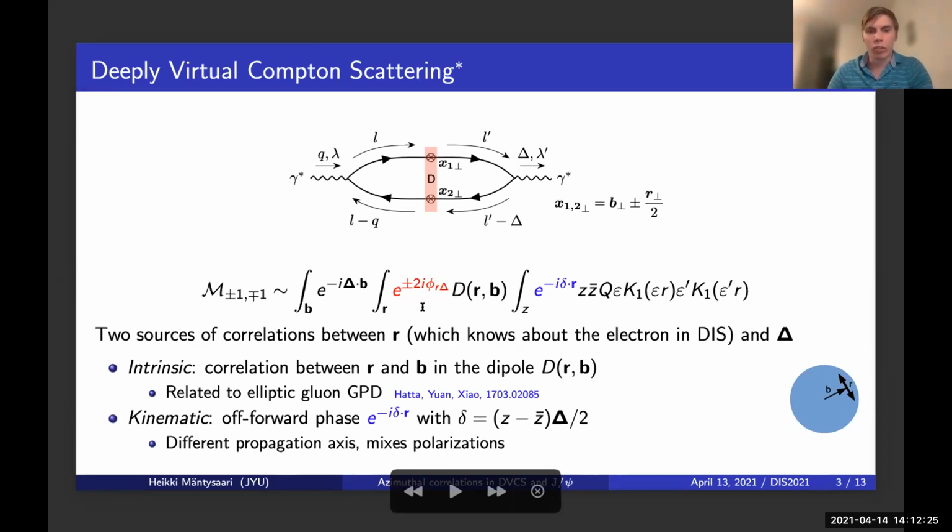And that contribution to the azimuthal correlations we call intrinsic in this work. And this actually can be related to the elliptic gluon GPD, as was nicely shown in this paper. Then there's a second contribution that also gives us some azimuthal correlations when I finally go to the cross-section level. And that's because there is another phase factor, the so-called off-forward phase, where also the dipole size couples to the momentum transfer. And this we call a kinematical contribution because it doesn't really come from the intrinsic QCD dynamics. And this can be intuitively understood because when you have a momentum transfer, your propagation axis changes, and that mixes also different polarization states.